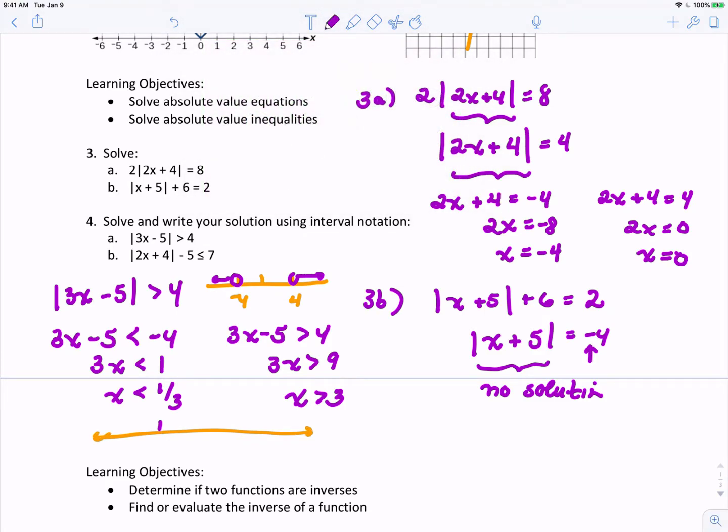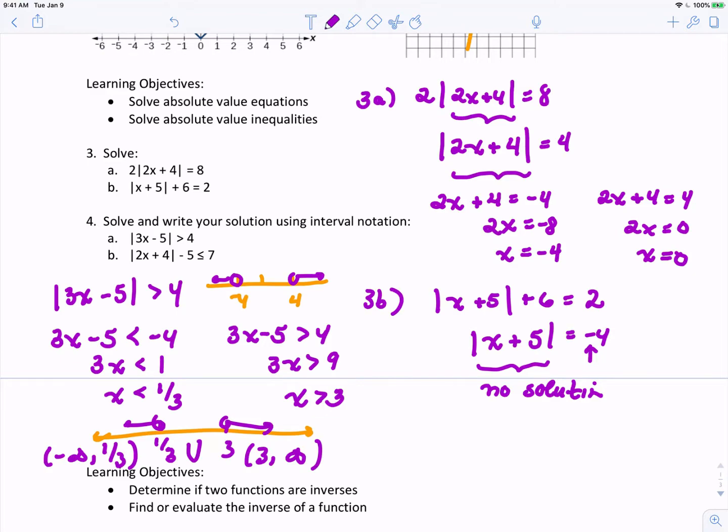Here's 1/3. Here is 3. The graph of the solution set looks like this. And so we'll need two intervals to describe the solution. Here we have from negative infinity to 1/3. And here we have from 3 to infinity. And they would be joined together with a union sign.